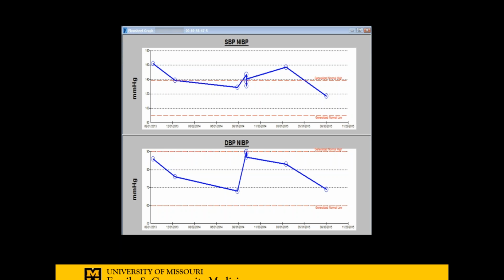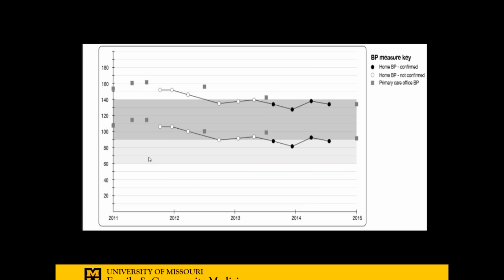They're not in control right now, but they are in control right now, but there's been times when they've not been in control. So we designed this graph to show both home and office blood pressures. We have the office blood pressures floating off the line in this graph, and the home blood pressures on the line. And then we have confirmed and not confirmed. Confirmed is if you bring it into the office and it matches up with ours. And you can see that over time, this patient's blood pressure has gotten better, and that their clinic blood pressures are just slightly above home blood pressures, which is true, usually.